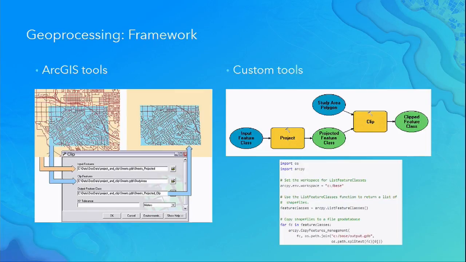So just a couple of screenshots there. The ArcGIS tools are just the regular built-in tools that you see within ArcToolbox in ArcMap or Pro, Clip being an example there. And then custom tools are just tools that you build up within Model Builder or within Python.